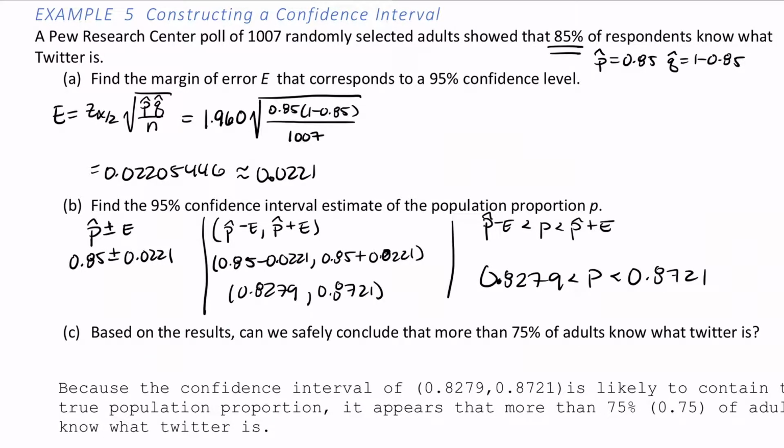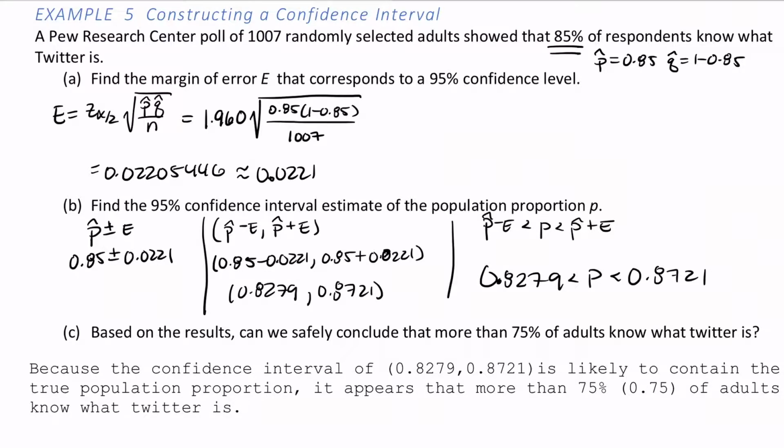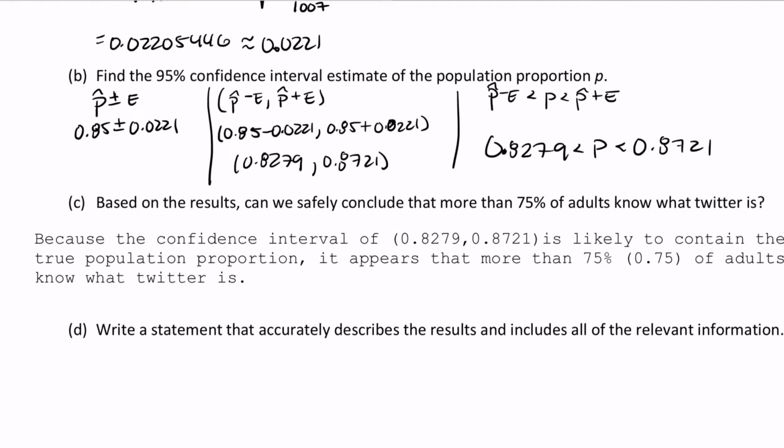Because the confidence interval of 0.8279 and 0.8721 is likely to contain the true population proportion, it appears that more than 75% of adults know what Twitter is. Part D, let's write a statement that accurately describes the results and includes all of the relevant information.